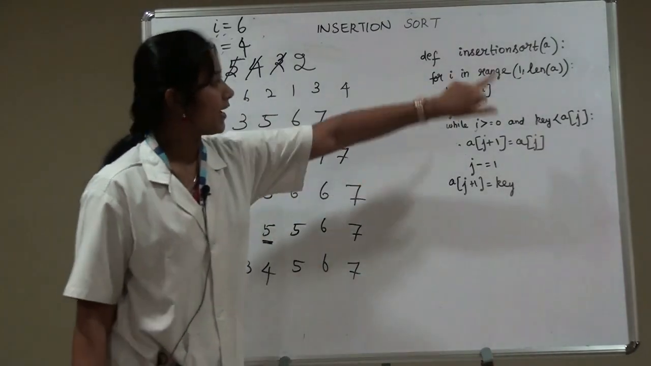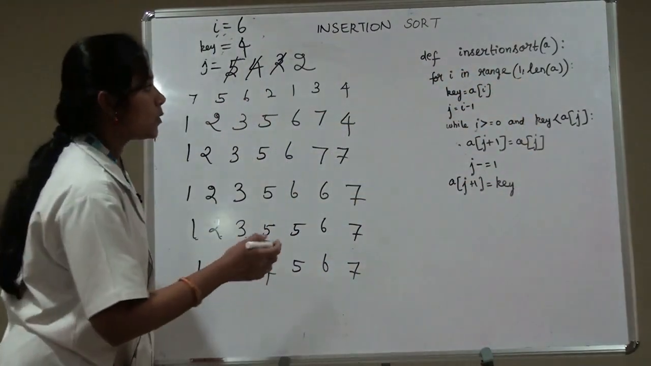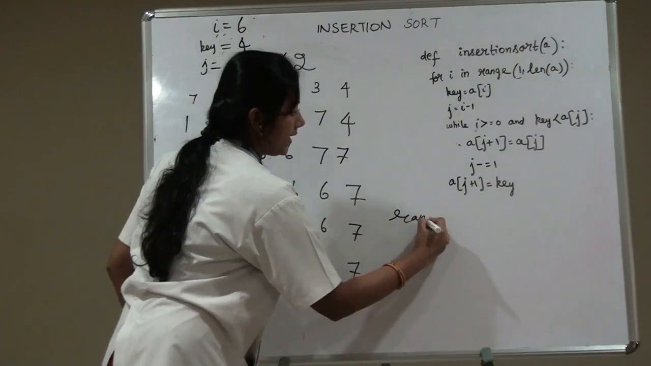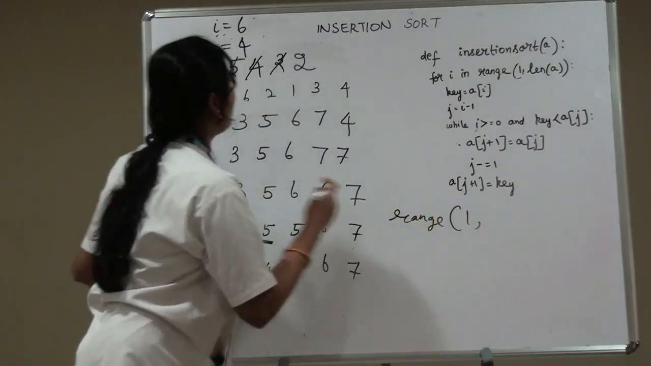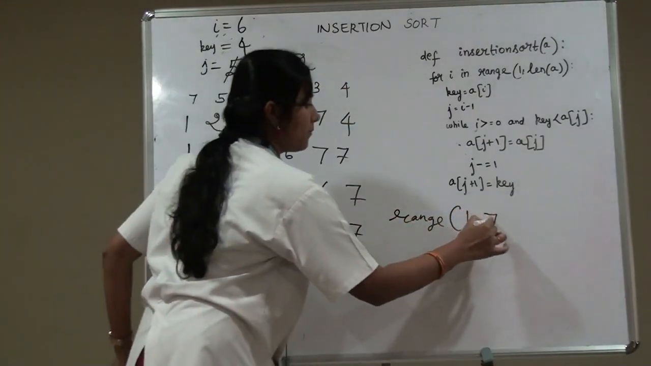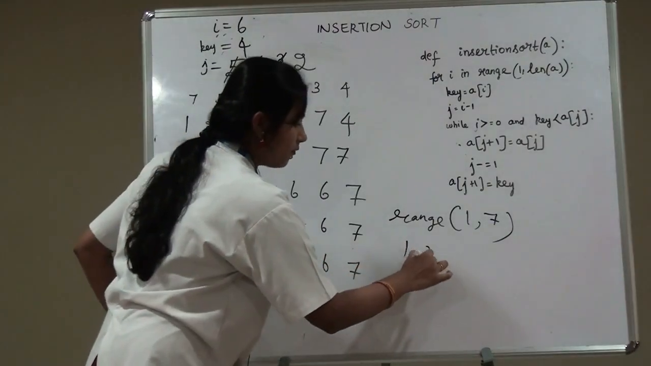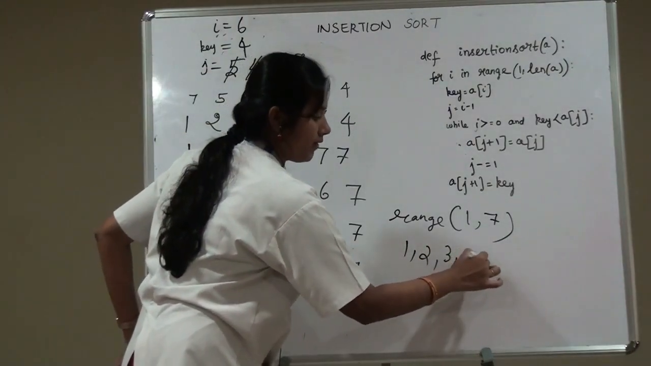After that we will again go. So for I in range of 1 comma len of a. So range, what is this? Range of 1 comma, what is our len of a? We have 7 elements. So length will be 7. So range of 1 comma 7 means it will take values from 1, 2, 3, 4, 5, 6.